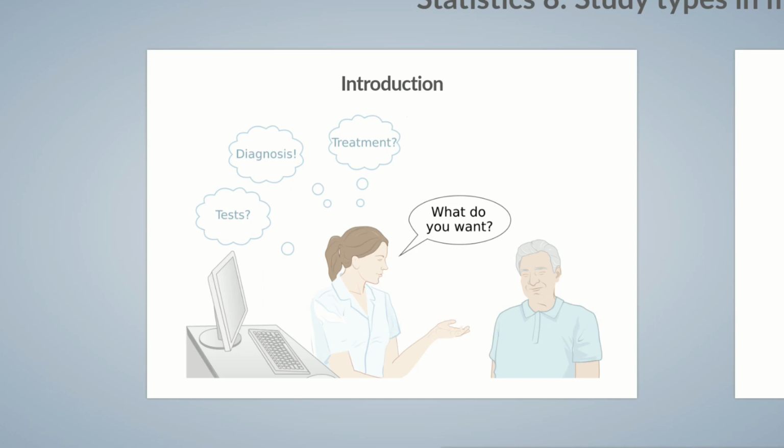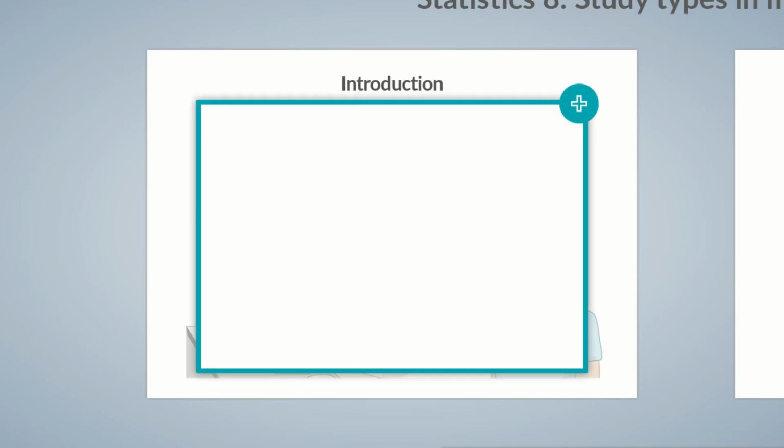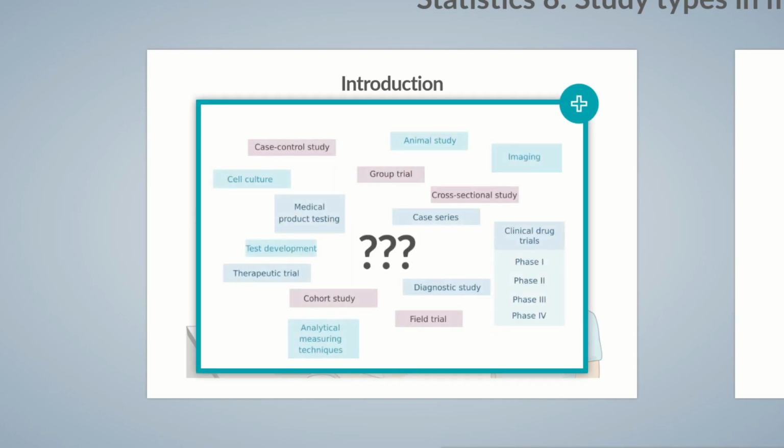When reading the medical literature, you can get easily confused by the different types of studies. In this Chalk Talk episode, which continues our series on statistics, we'll be explaining how to classify studies in medical research to provide you with a better overview.